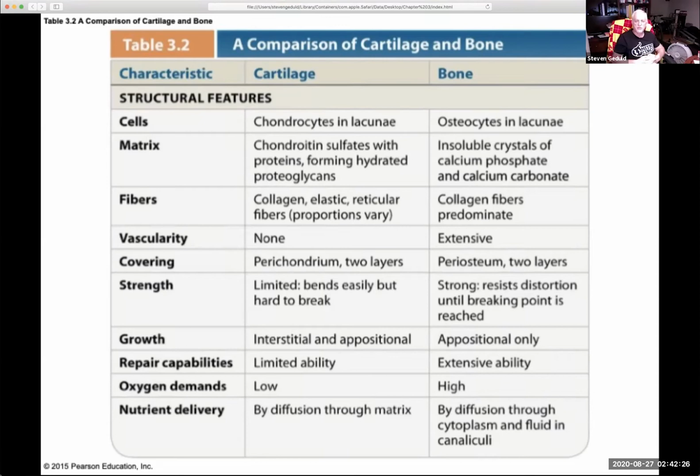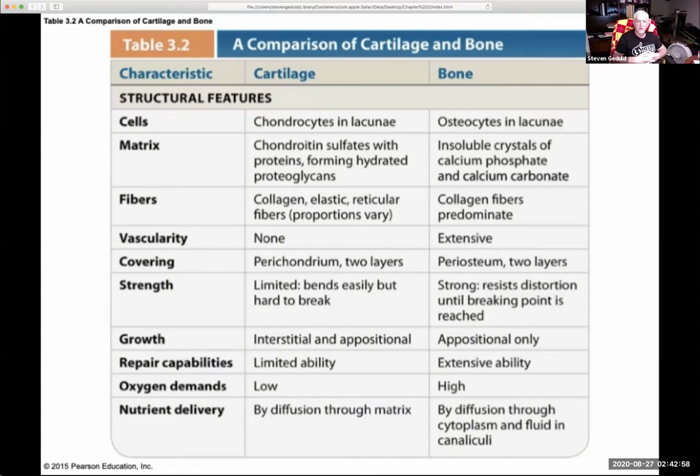The strength of cartilage is very limited. It bends easily, very hard to break, but it will bend. Bone does not bend very well at all. It resists distortion until it reaches a certain point when it snaps. So cartilage will not snap, it will bend. Bone will not bend, it will snap. There are two types of growth for cartilage, which we'll talk about: interstitial growth and appositional growth. Bone grows by appositional growth only.